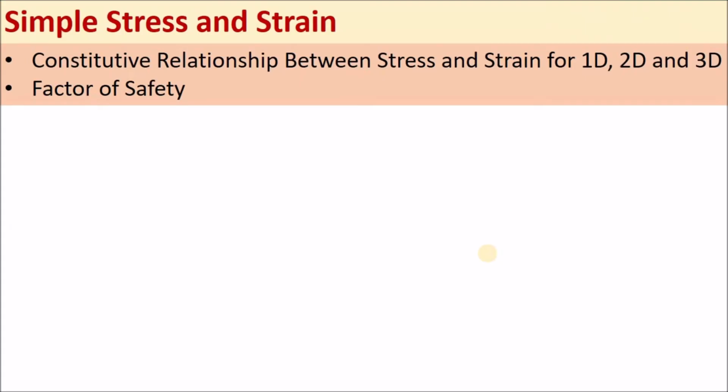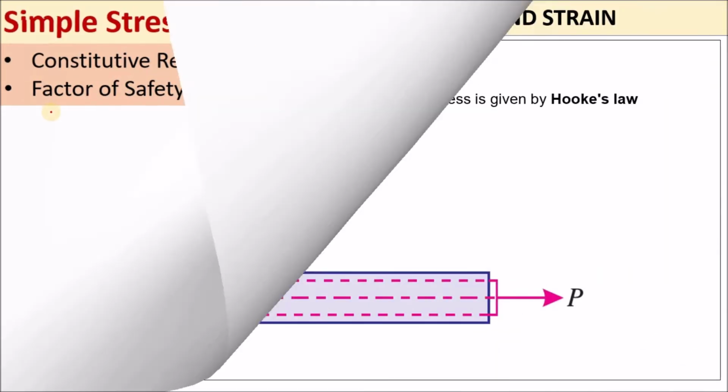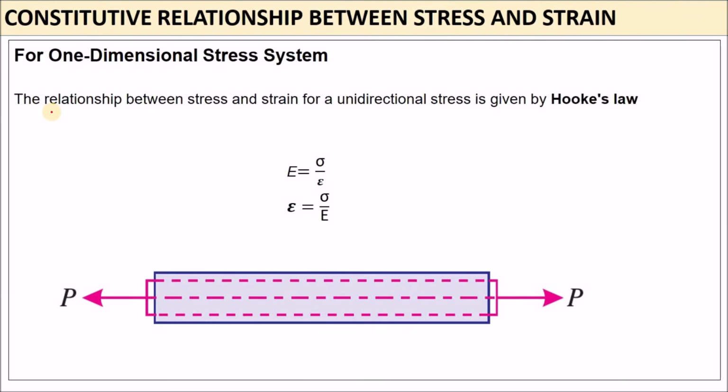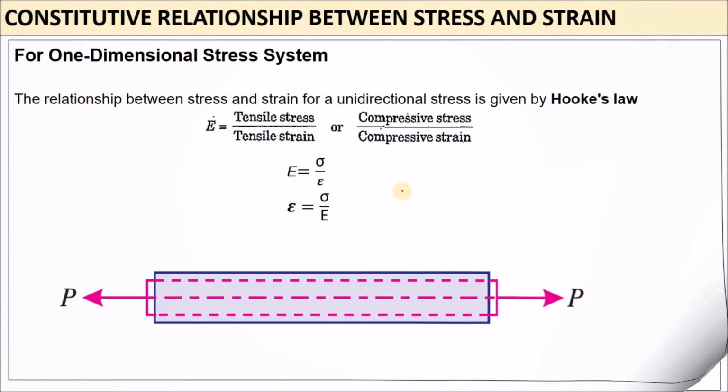Next one, simple stress and strain, the relationship between stress and strain. There are different types of relations: 1D, 2D, 3D. First one, for 1D, whatever we got using Hooke's law, E equal to sigma by epsilon, or you can say strain epsilon equal to sigma by E. Simple, using Hooke's law for one dimension.